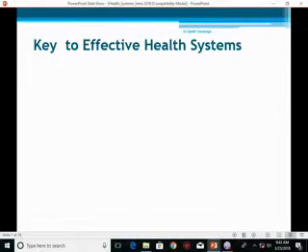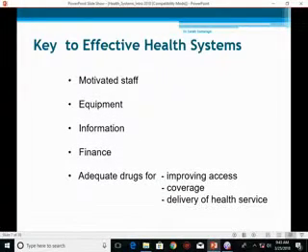So what is the key to an effective health system? These have to work harmoniously. We need to have motivated staff, motivated trained staff. All these things have to be in place. No point having motivated, committed staff if you don't have the equipment, you can't deliver the service. So equipment is very important for an effective health system. Then information is very important. In the system, everywhere you need information.